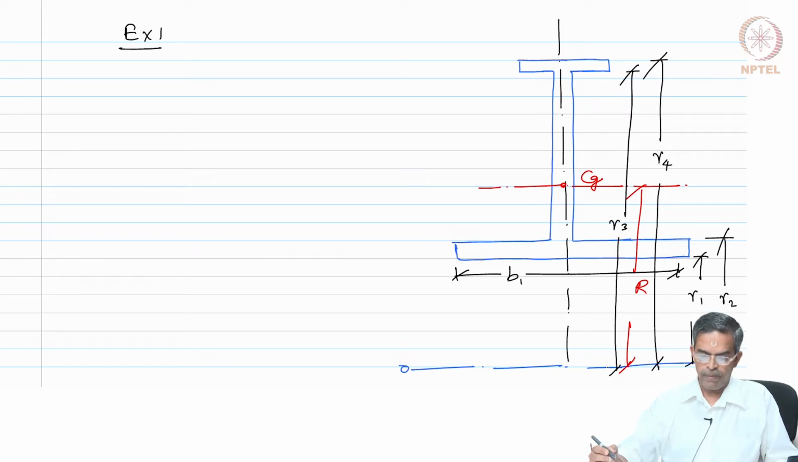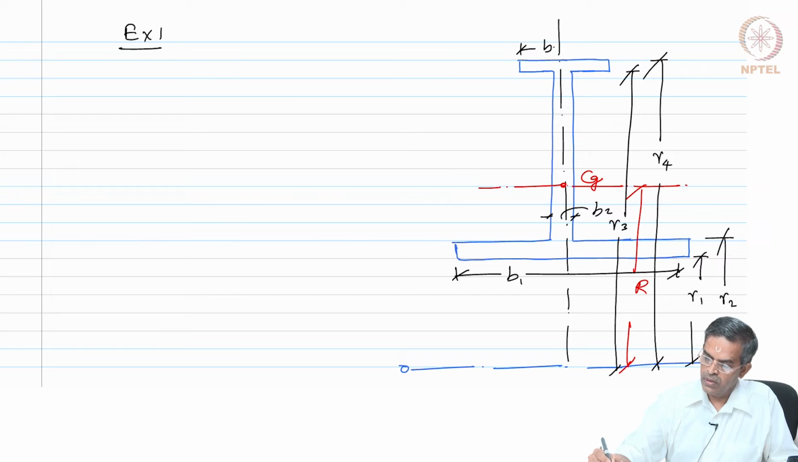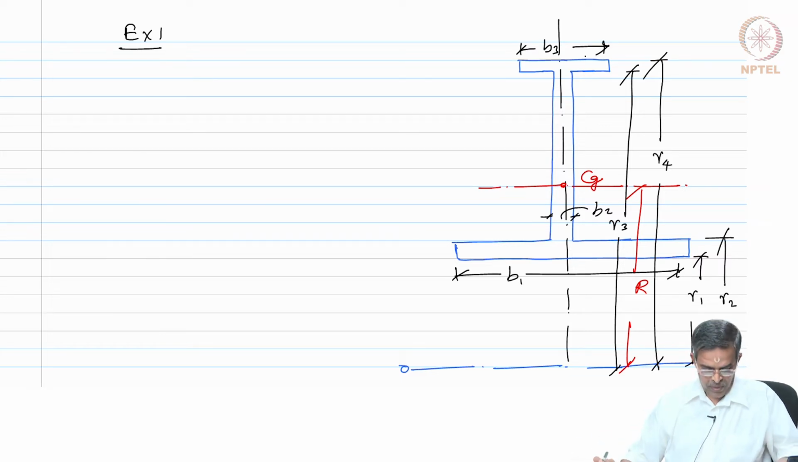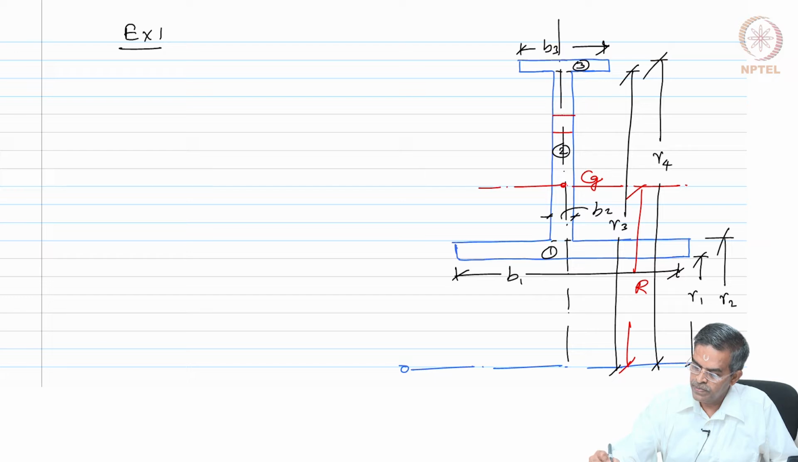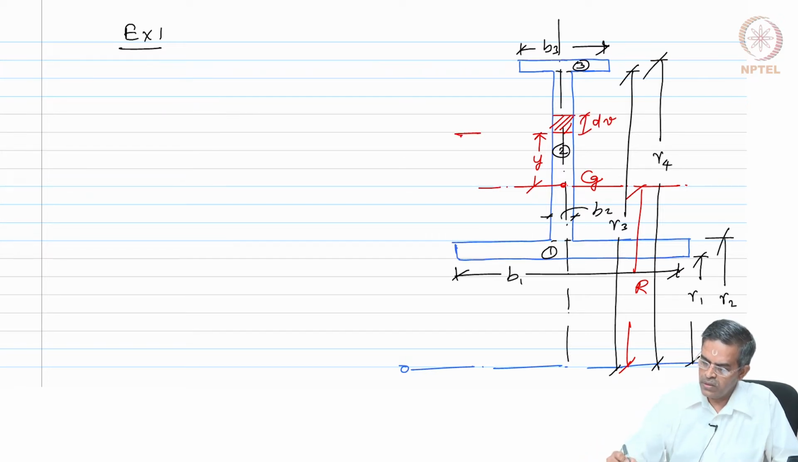This is B1, this is B2 and this is B3. This is piece number 1 for us, 2 and 3 for our reference. Then we will cut a small strip which is measured the distance y from here. We call this dV, where this distance is V from here.